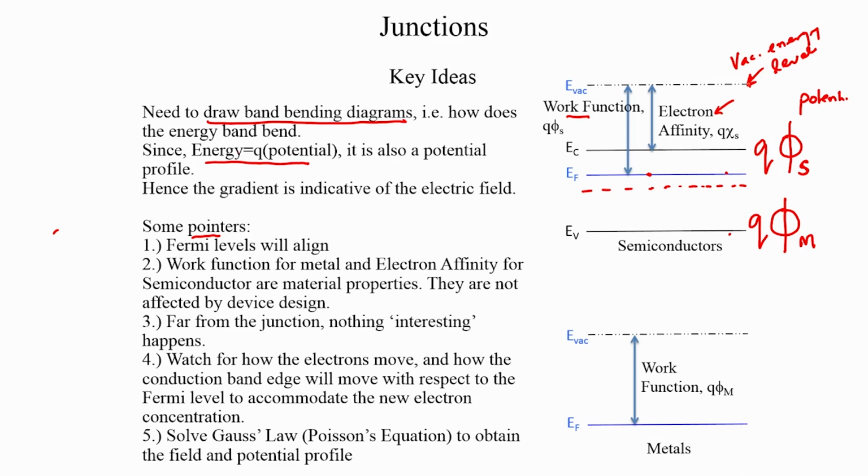So the energy difference between the vacuum energy level and the Fermi level is the work function of the semiconductor, and the difference between the vacuum level and the conduction band edge is the electron affinity of the semiconductor. We will represent the electron affinity by the symbol chi, with the subscript S for a semiconductor.